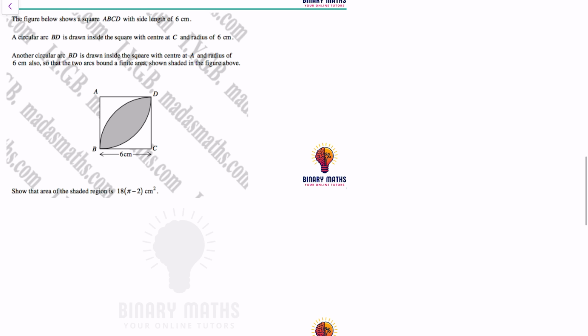Okay, question 4. The figure below shows a square ABCD with side length 6 centimeters. The circular arc BD is drawn inside the square with center at C and the radius of 6 centimeters. Another circular arc BD is drawn inside the square with a center at A and radius of 6 also, so that the two arcs bound the finite area shown below. Show that the area of the shaded region is 18 times (pi take away 2) centimeters squared.